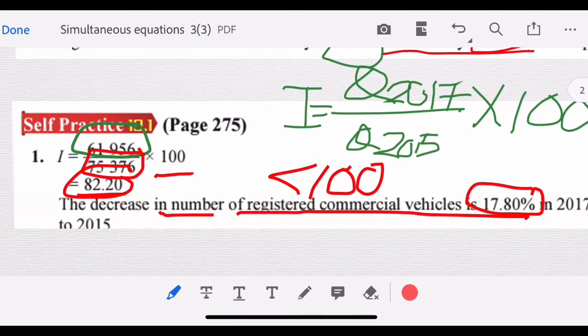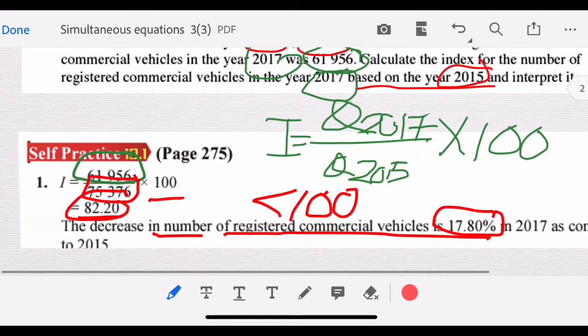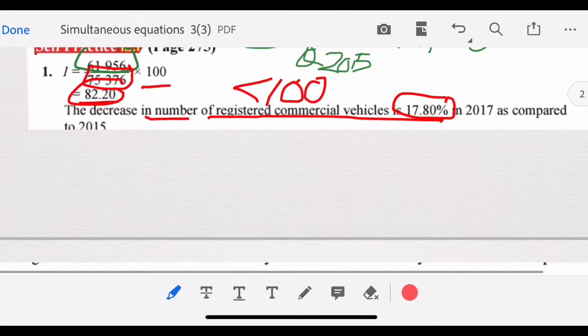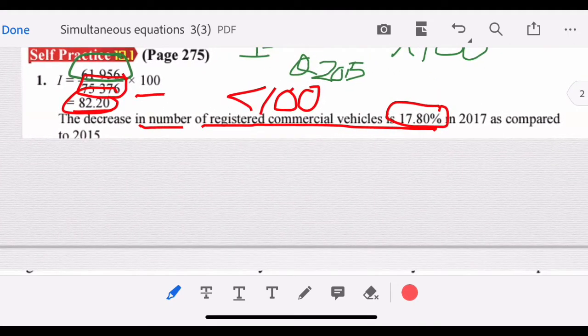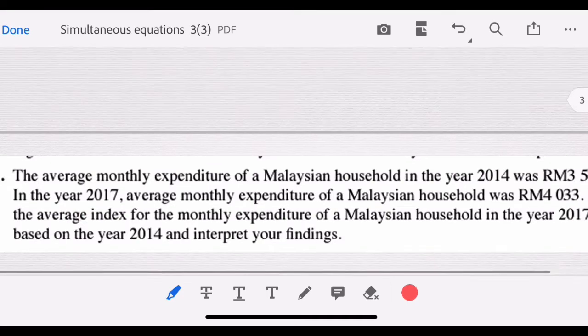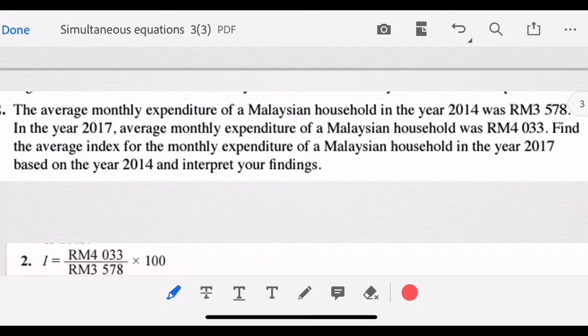So you got it? So that is how we solve the index number. Okay, it's quite simple. It's just a simple ratio, and also your skills in percentage. You learn that in Form 3, so your basics in Form 3 are very important when it comes to Form 4 and Form 5. So we have discussed one question. If it is less than 100, we will say it decreased, either the quantity or the price. Okay, so we are going to proceed to question number 2.